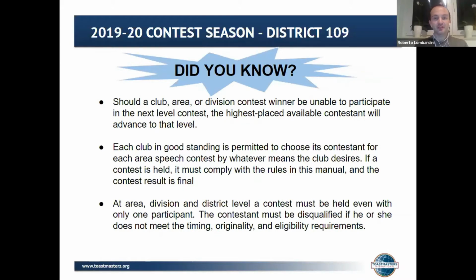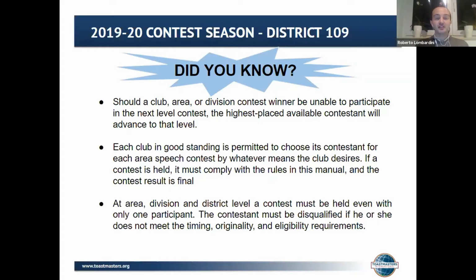Additional curiosities about the contest and things taken from the rule book. Of course, if someone is unable to participate at the upper level, the highest placed can advance to that level. And other things related to club contests are that a club is not obliged to do all the contests. A club can also avoid all the contests at all, because it's stated that a contest can choose its representative for the area by whatever means.